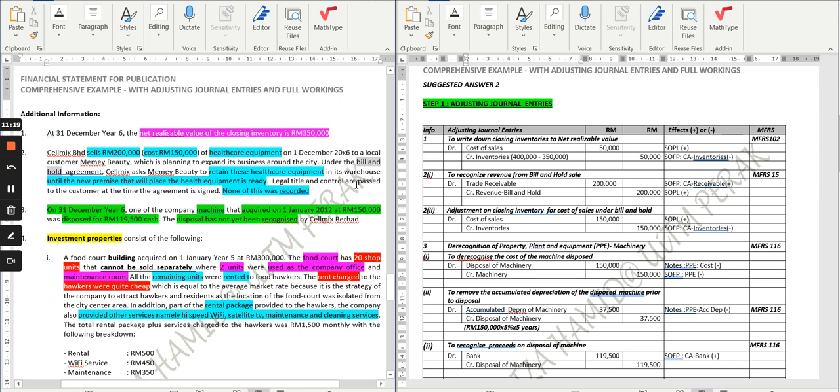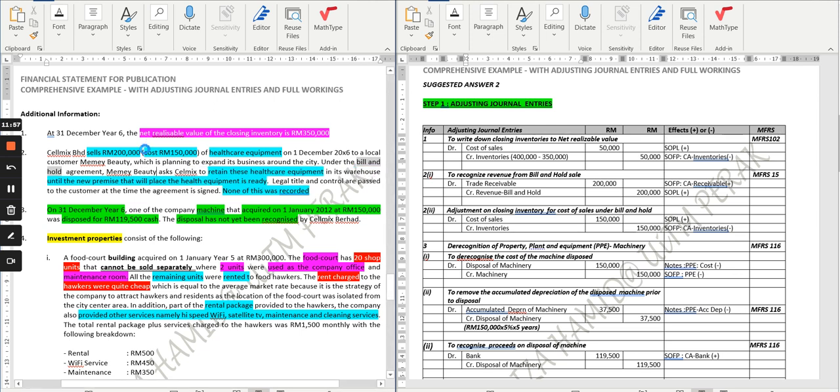So legal title and control are passed to the customer. So basically, Mimi Beauty will not have the goods yet. It will be retained by us. So it should be the other way around here. Mimi is the one that asks Cellmix, because Mimi is the buyer. Okay, we just make that correction here.